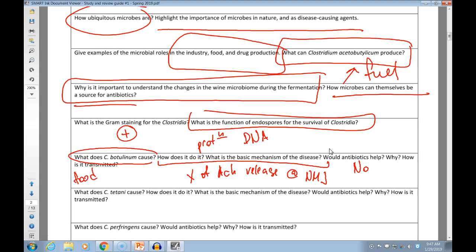Clostridium tetani causes tetanus. I'm not going to write the name down. How does it do it? It inhibits the inhibitory relaxation neurons. Spastic paralysis.